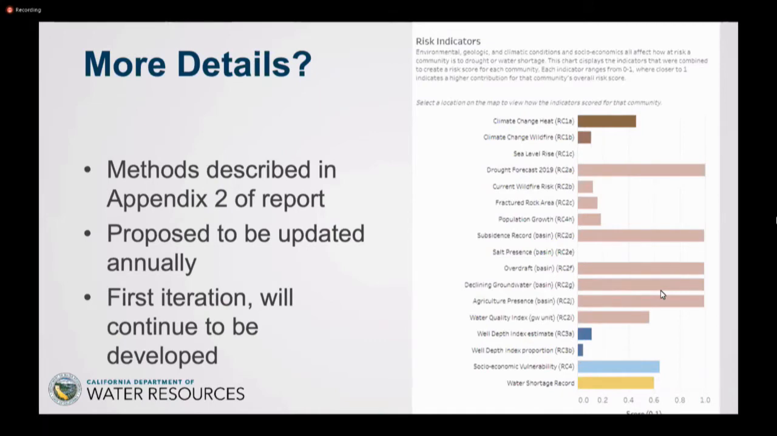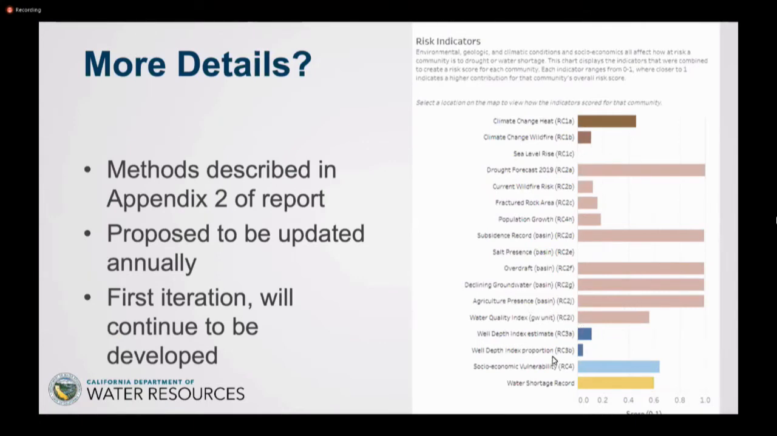But right now, we have a tool where you can see the score for any location in California that has any domestic wells, and then it will show you how each of the indicators played a role in contributing to that score for any given area.